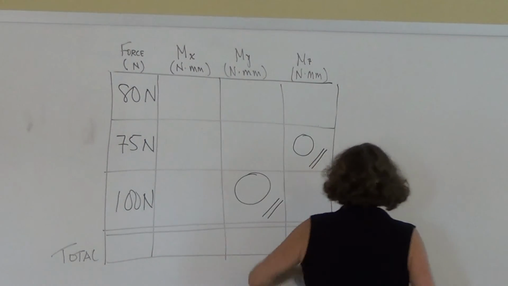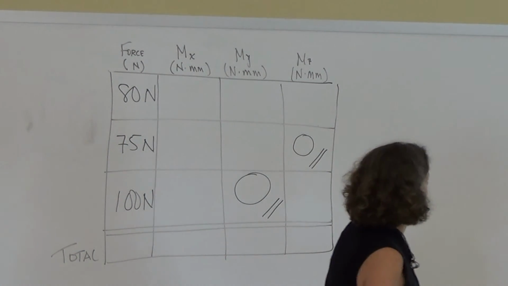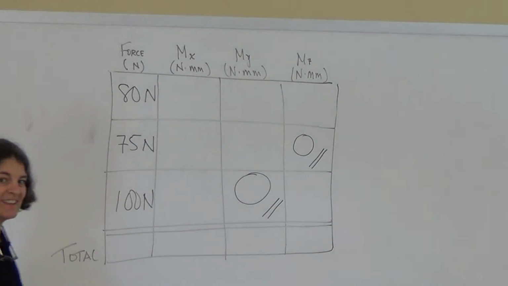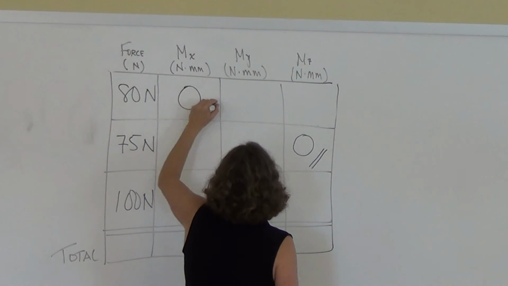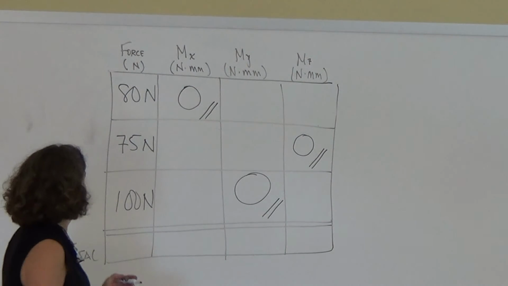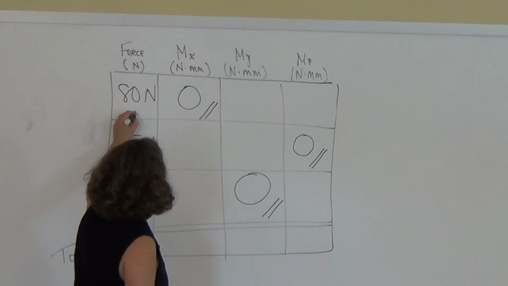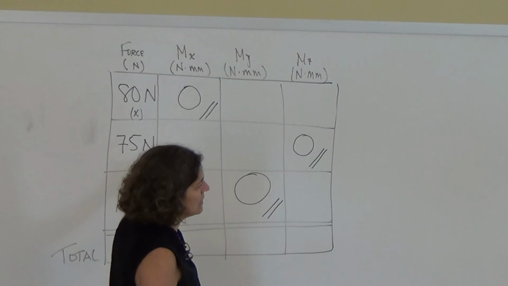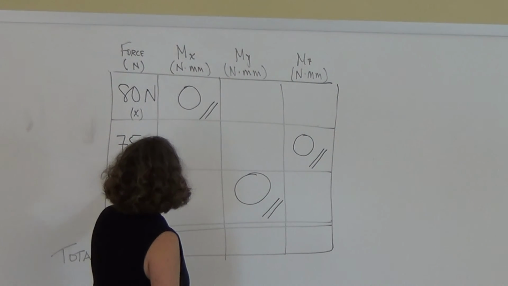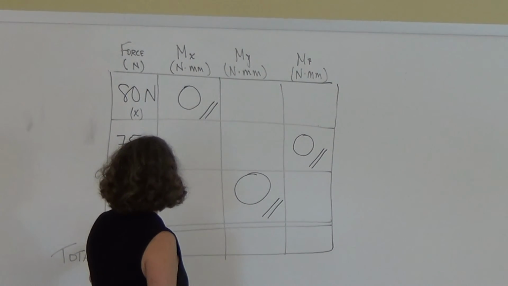So let's go back. The 80 Newton force is in which direction, Karen? In the X. Can it create a moment in the X? No. Why? It's parallel. Parallel. So the 80 is in the X direction, the 75 is in the Z direction, and the 100 is in the Y direction.